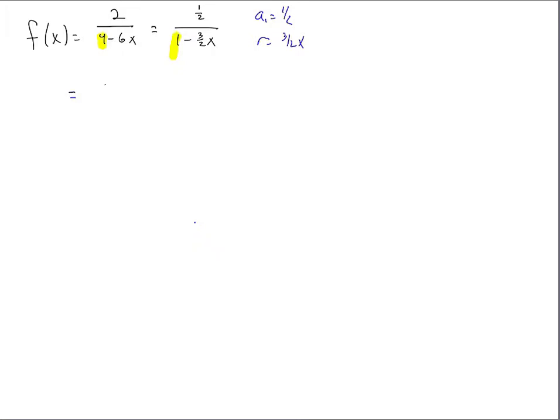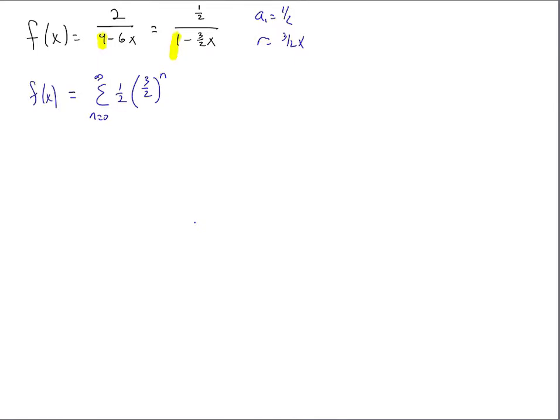So f of x is equal to the sum from n equals 0 to infinity of a1 times r to the n minus 1. Although I'm sorry, if I'm starting with n equals 0, I don't need the minus 1 there. So 1/2 times r to the nth. That is my Taylor series. Fantastic. But there's a catch. That's my f of x.